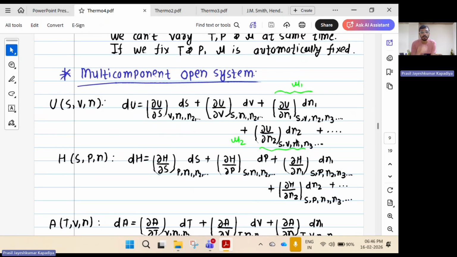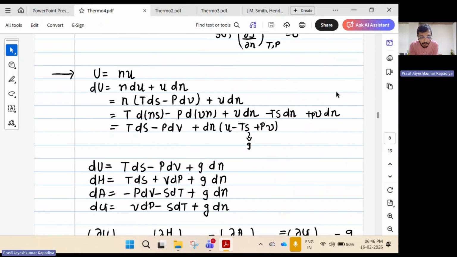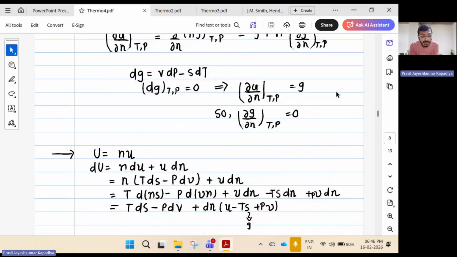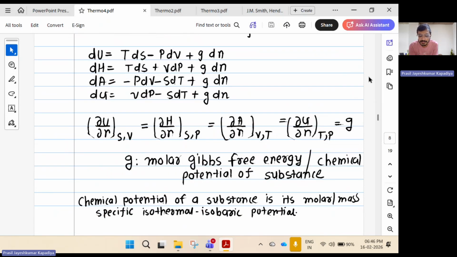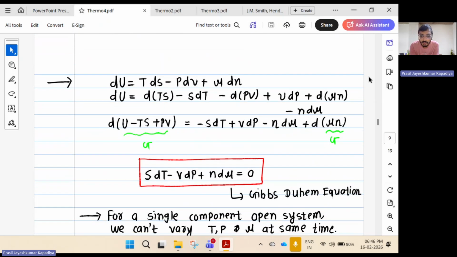Now what did we look at in the single component system? That del U del n at constant entropy and volume is nothing but the molar Gibbs free energy, or the chemical potential.